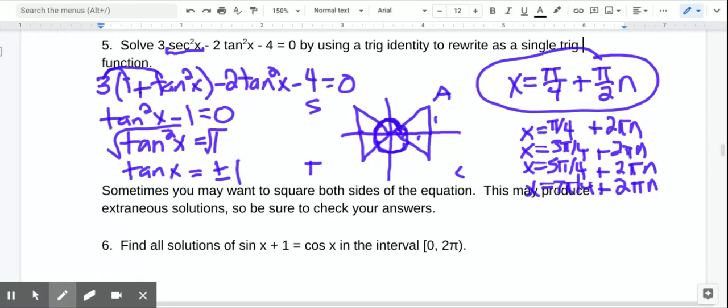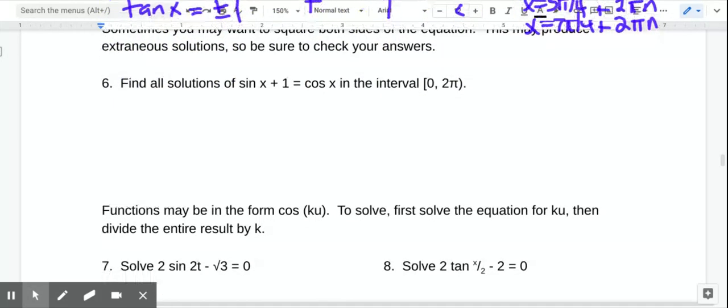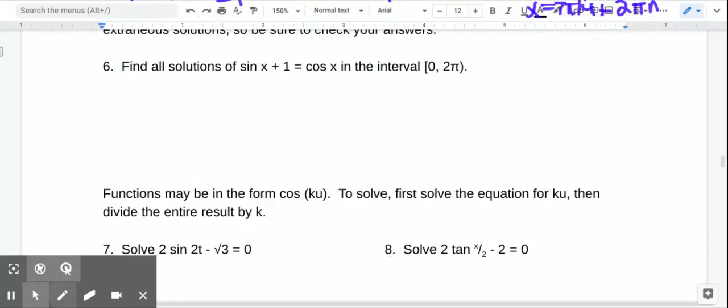Now, sometimes when we're solving problems, we may want to square both sides of the equation, which is an okay thing to do, but it may produce extraneous solutions. So if you ever find yourself squaring both sides of the equation, check your answers. And we're going to see that here in number 6. Now, the good news about number 6 is, notice it says on the interval 0 to 2 pi, so we do not have to worry about that plus 2 pi n thing. Okay, we're just going to find the solutions one time around the circle.